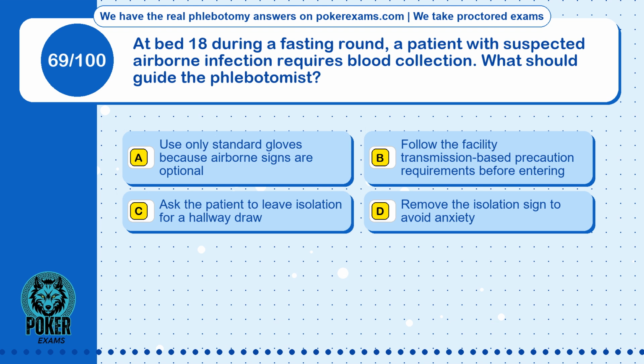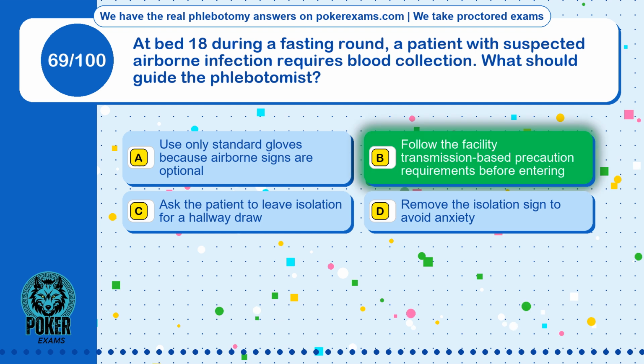Question 69. At bed 18 during a fasting round, a patient with suspected airborne infection requires blood collection. What should guide the phlebotomist? Option A, use only standard gloves because airborne signs are optional. Option B, follow the facility transmission-based precaution requirements before entering. Option C, ask the patient to leave isolation for a hallway draw. Option D, remove the isolation sign to avoid anxiety.